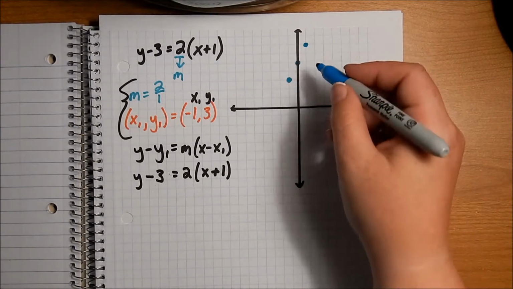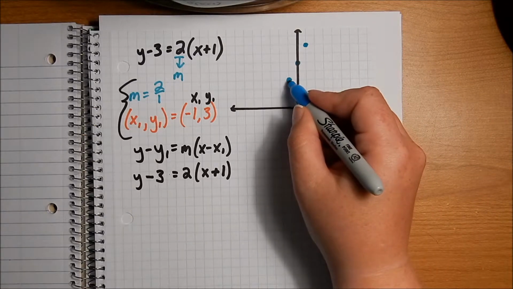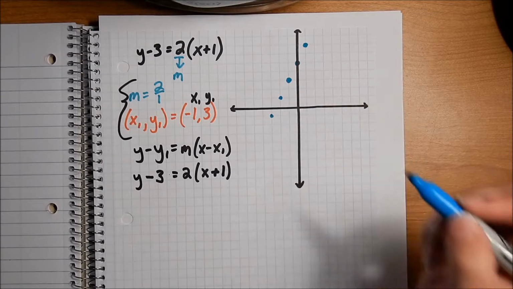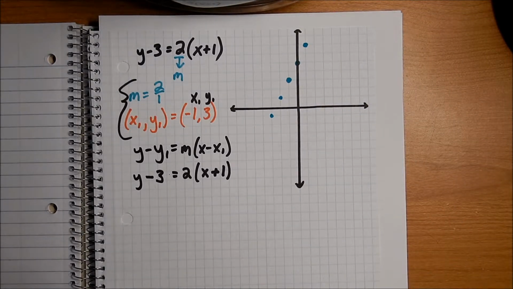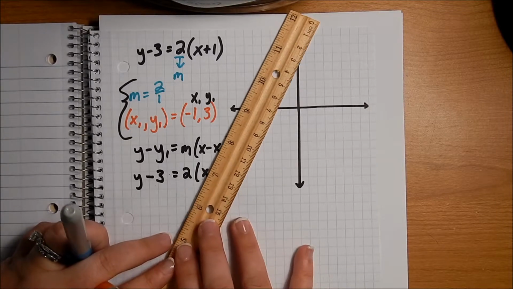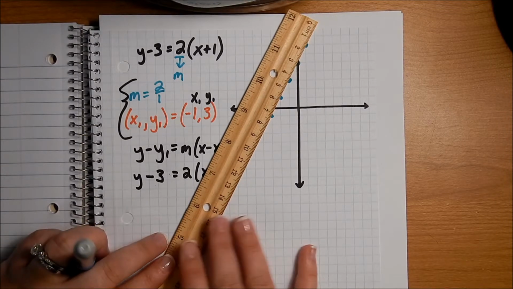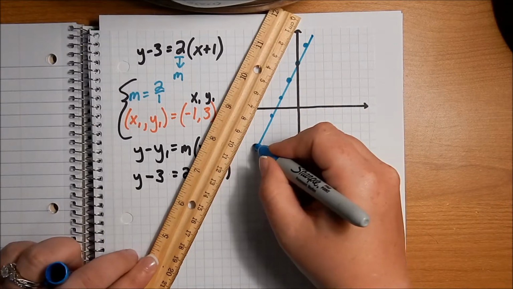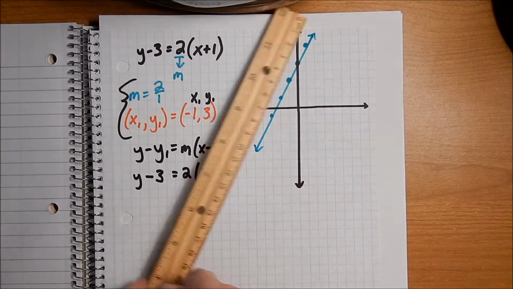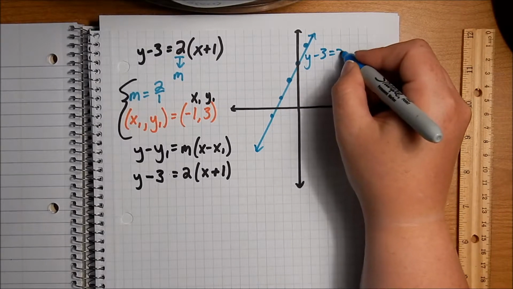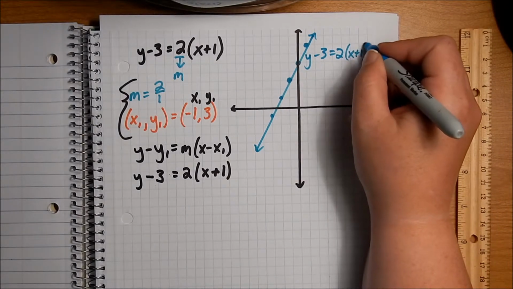And I'm running out of room. I can't go any further, so I could also go down to back 1. Down to back 1 if you want a couple more points. Okay, so now this one is ready to connect. So we'll line it up. Connect the dots. And give it a label. Y minus 3 equals 2 times x plus 1.